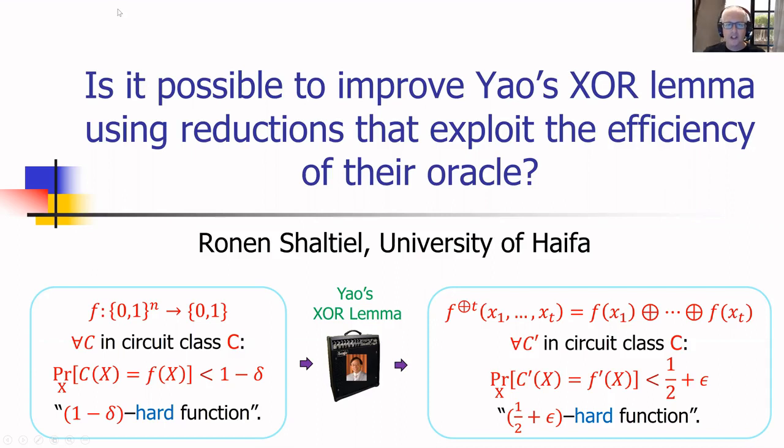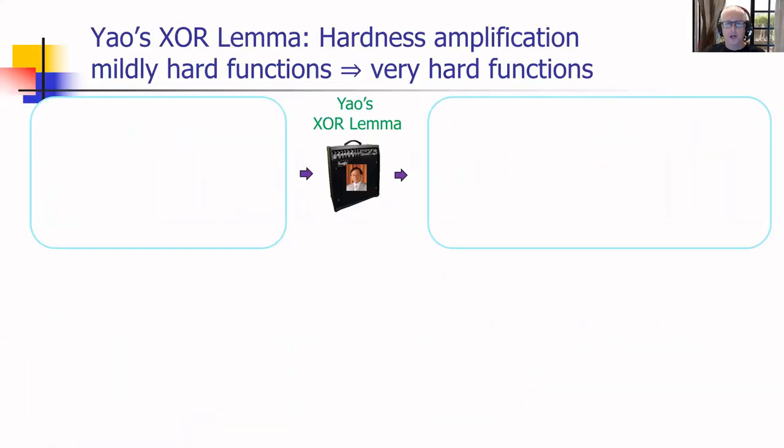Hi, I'm Ronen Shaltiel, and I'm going to talk about Yau's XOR lemma, and specifically, is it possible to improve Yau's XOR lemma using reduction that exploits the efficiency of an oracle? Yau's XOR lemma is a hardness amplification technique which converts mildly hard functions into very hard functions.